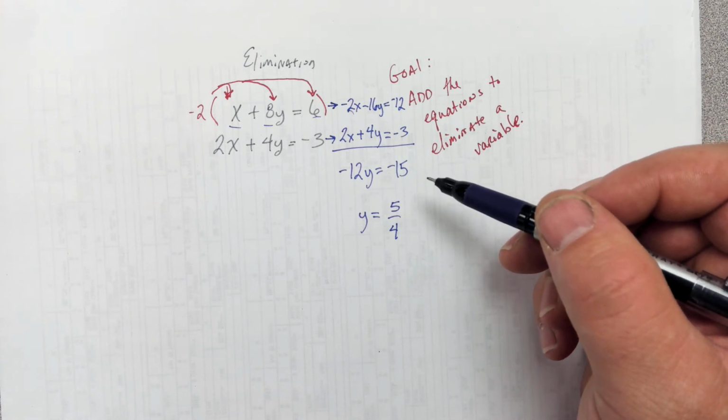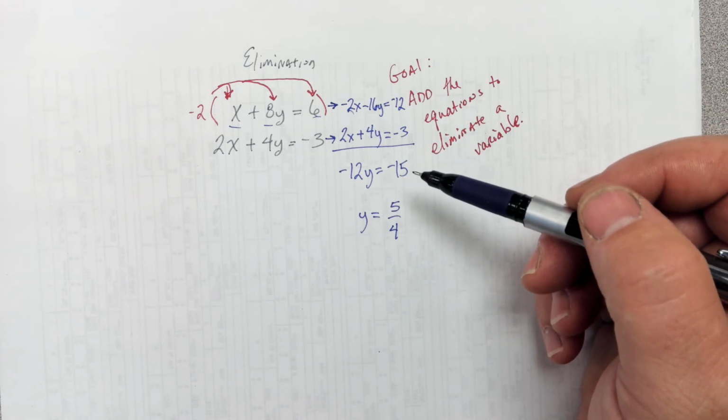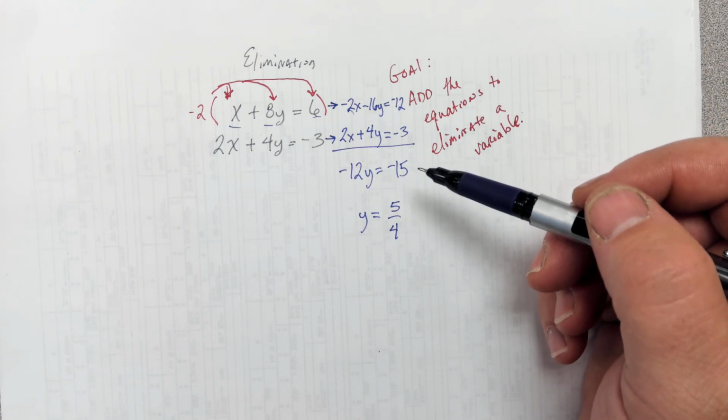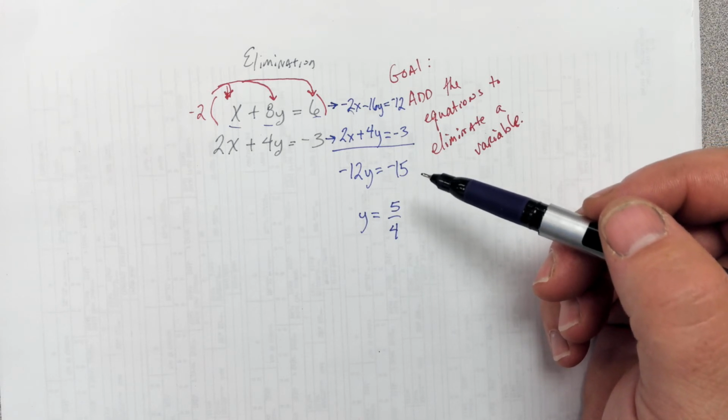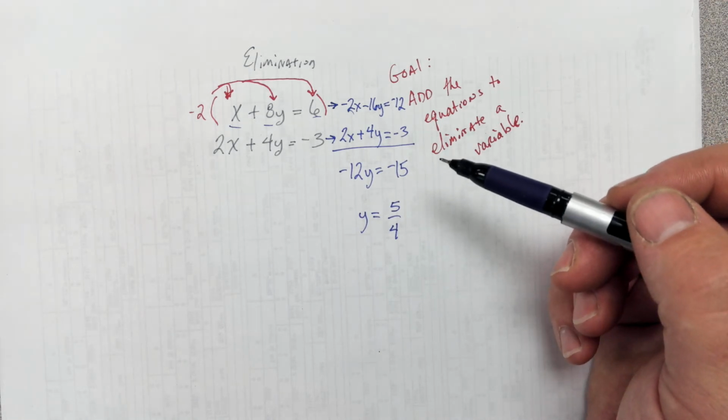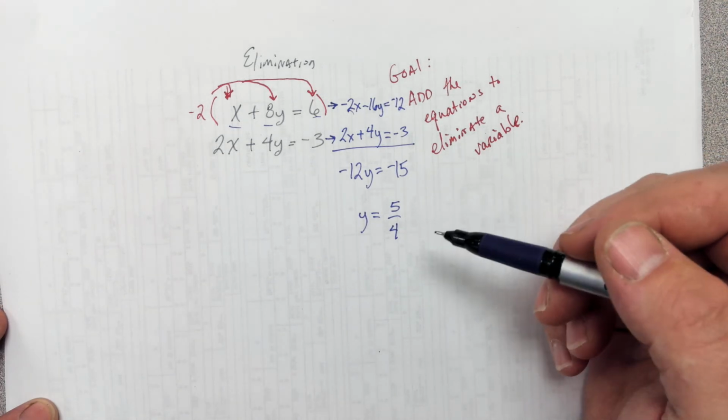I think for this problem, elimination was easier than substitution. Yeah, this one's a lot easier. But it doesn't really matter. Sometimes one will seem easy to you one time, and the next problem, that same method might seem more difficult.